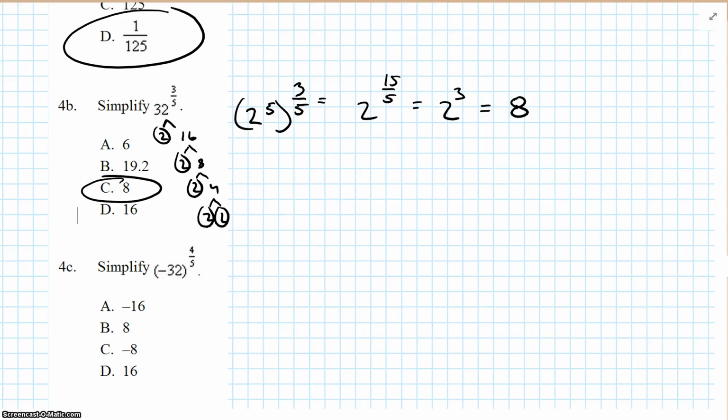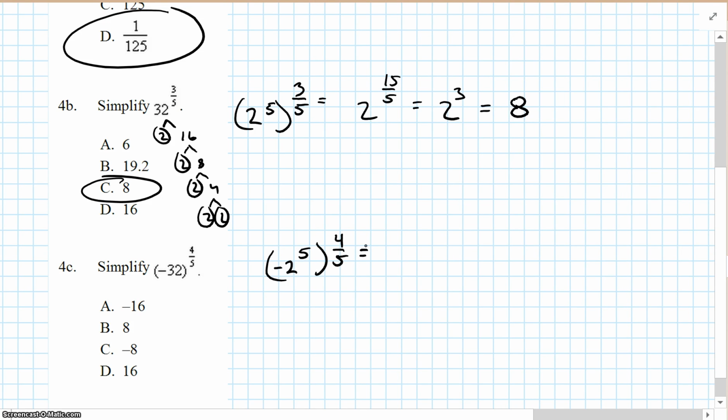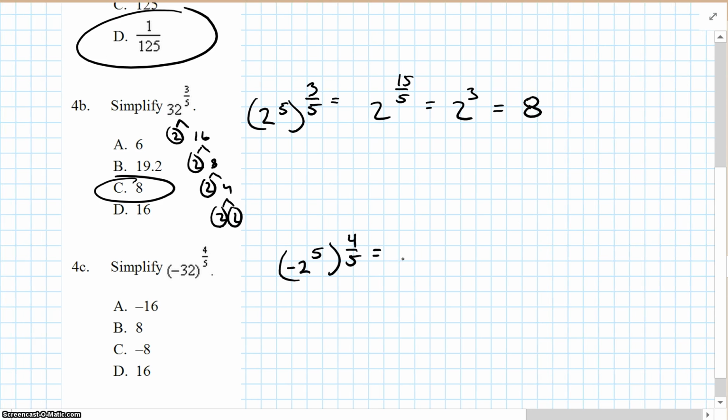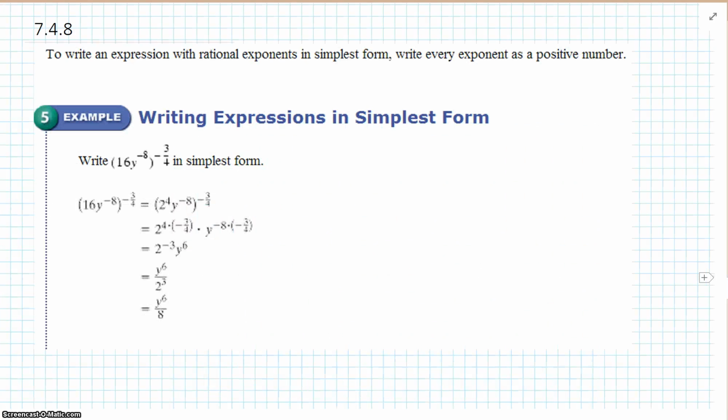Alright, so 4c is a follow-up. Negative 32 to the 4/5. Well, if it's negative 32, we know it's just negative 2 to the 5th power to the 4/5 power. So we can rewrite that as negative 2 to the 4th power. So negative 2 times negative 2 is 4. Times negative 2 is negative 8. Times another negative 2 is positive 16. So the answer would be D. So again, all we did is first put our numbers in prime factors and then we just simplified and reduced. Okay, next example.